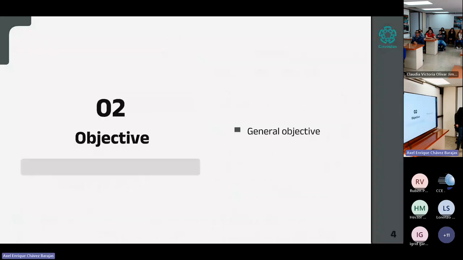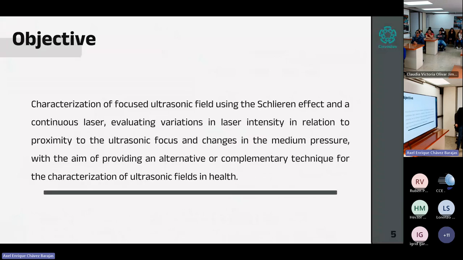Well, leaving behind the antecedents and some of the introduction, I would like to move on to the objective. This was defined as the characterization of a focused ultrasound field using the Schlieren effect and a continuous laser. This is to evaluate the variations in the laser intensity in relation to proximity to the ultrasound focus and changes in the medium pressure. And this is with the aim of providing an alternative or complementary technique for characterization of ultrasound fields in the field of health.